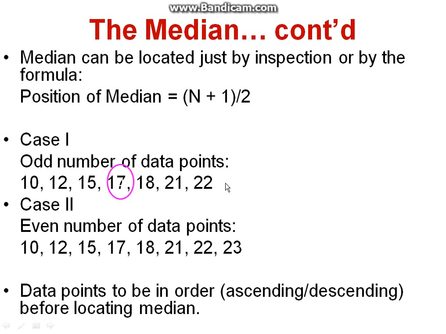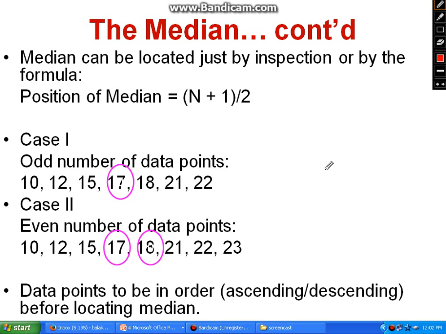Now that's not all that straightforward when I have an even number of data points, wherein I have 8 points over here. If I do a casual inspection, I'll see that both 17 and 18 are at the middle of this distribution. There are 3 points below 17 and 18, and there are 3 points after 17 and 18. So it makes sense to use this formula over here to calculate my median.